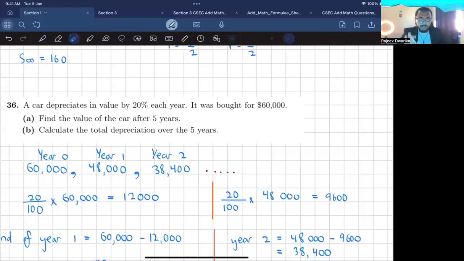Before we do anything, I want to show you something logical. If every year the car loses 20% of its value, what percentage of the value is going to remain every year? 80%, right? So watch this. If I multiply 60,000 by 0.8, I get 48,000. Then 48,000 by 0.8 is 38,400. We could keep doing this.